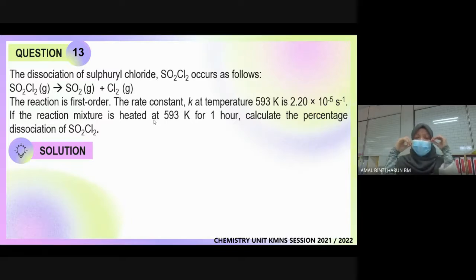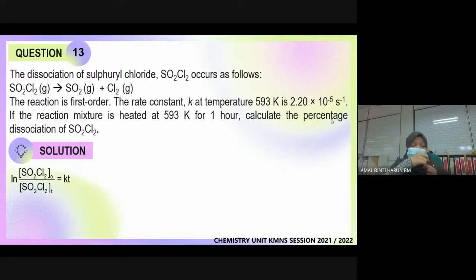So first, do we know what order it is? First order. Okay, here it tells us first order. If the question does not mention first order, then we can still determine it is first order from the unit of the constant given. It is per second. So we already know it is first order. What do we want to find? Percentage dissociation. Meaning that initially it is 100%. So it decomposes, we want to know how much decomposes, the percentage that decomposes.